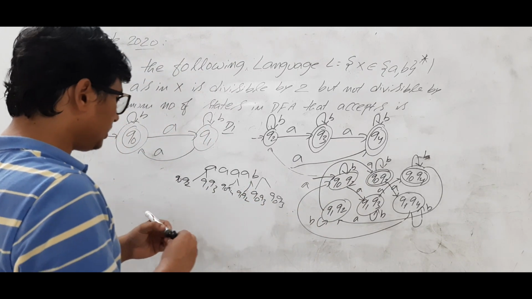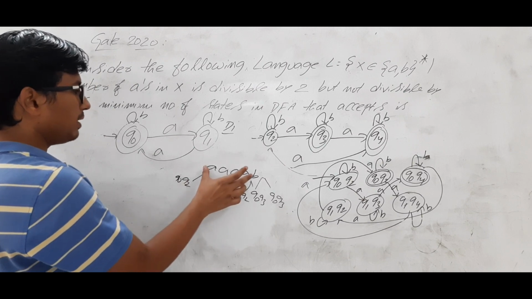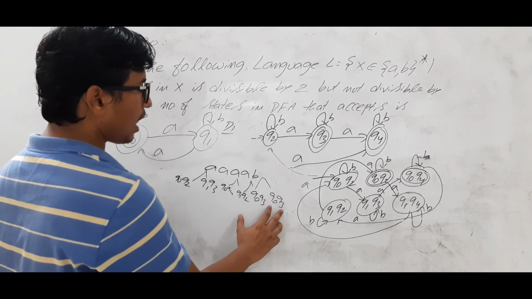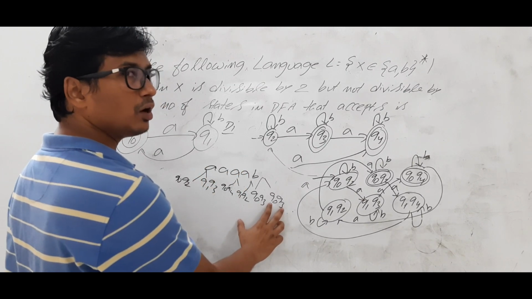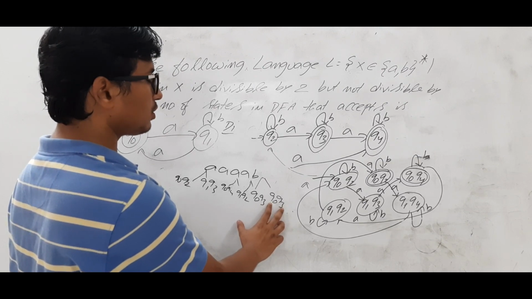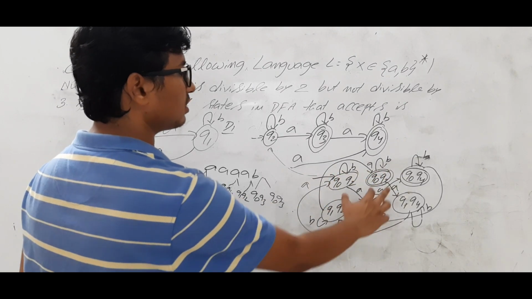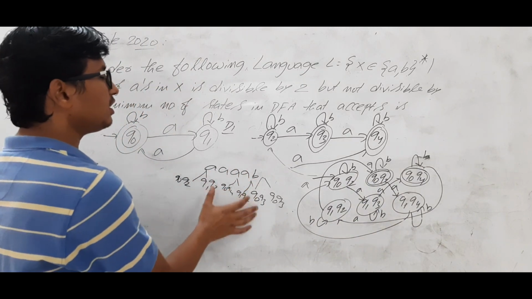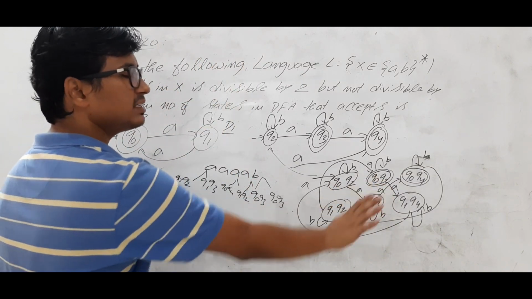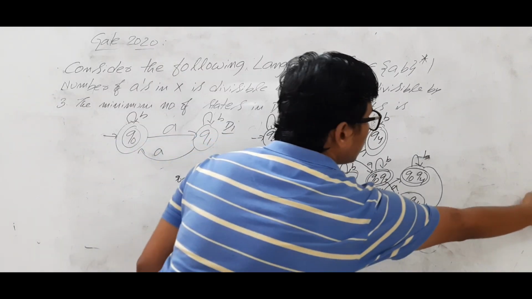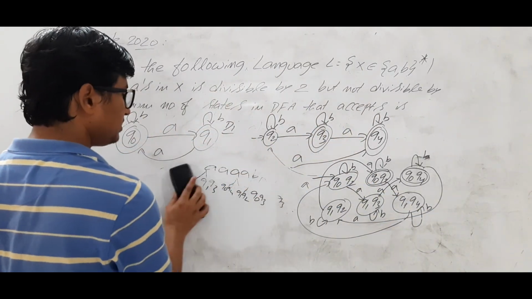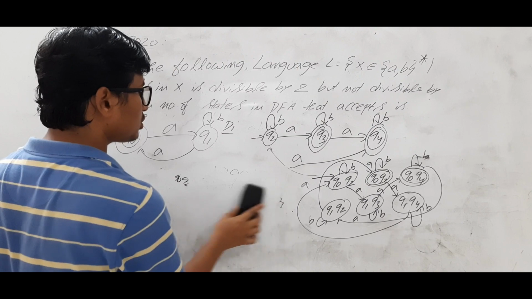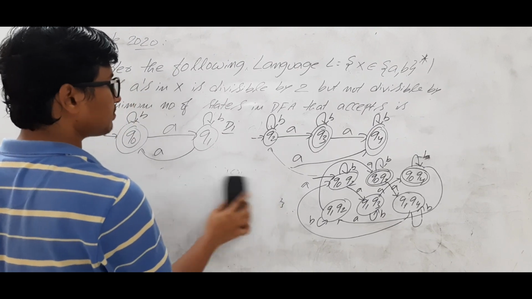Now from the initial state Q0, Q2, by traversing the string, we have reached a state called Q0, Q3. We need to check whether Q0, Q3 is a final state or not. If you see, Q0, Q3 is a final state, so the string which belongs to language L is accepted by the DFA. Now we will see the counter case, a string which does not belong to language L, whether it is accepted or not.